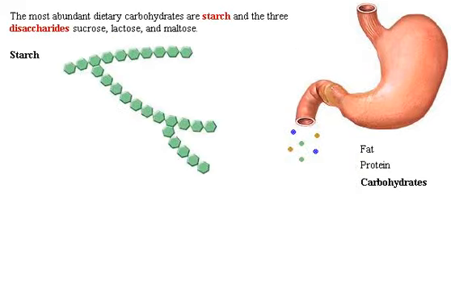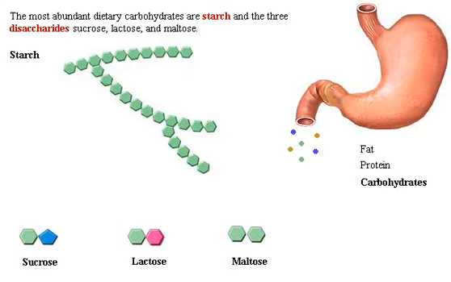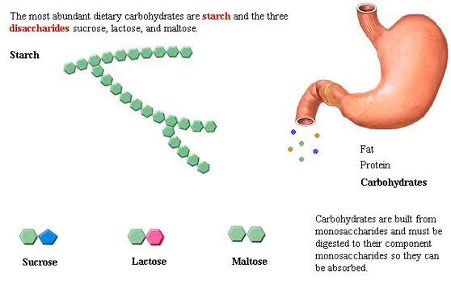The most abundant dietary carbohydrates are starch and the 3 disaccharides: sucrose, or table sugar, lactose, or milk sugar, and maltose, or grain sugar. Carbohydrates are built from monosaccharides and must be digested to their component monosaccharides so they can be absorbed. In our representative molecules, geometric symbols represent single monosaccharides.